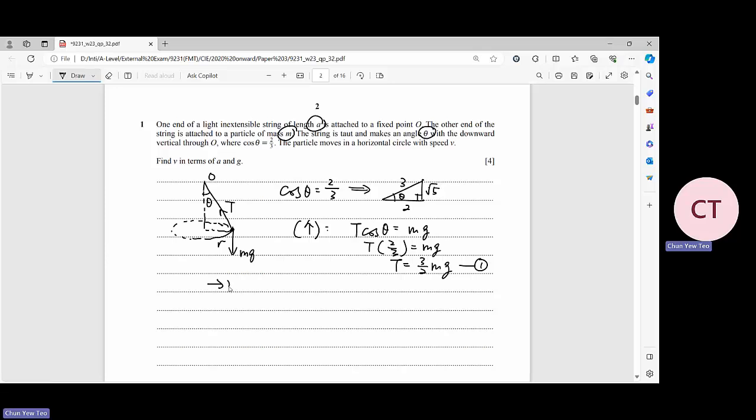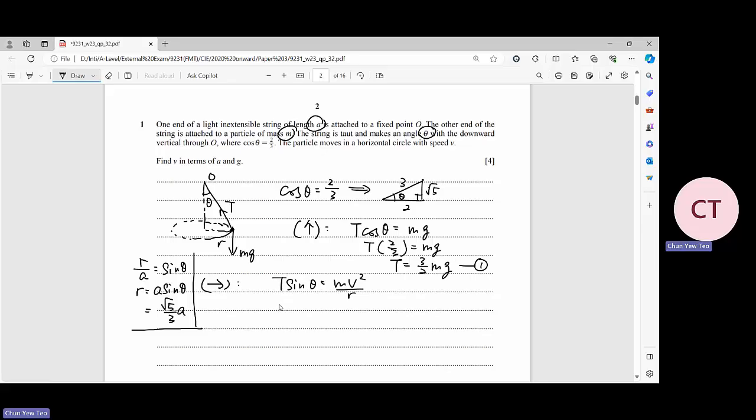Then after that, we resolve the forces horizontally. This time we will have centripetal force. So we will have T sine theta equal to mv squared over r. I need to find the r. We know that r over a is sine theta. Then r is equal to a sine theta, and sine theta is square root 5 over 3. Okay, so this one we put it here.